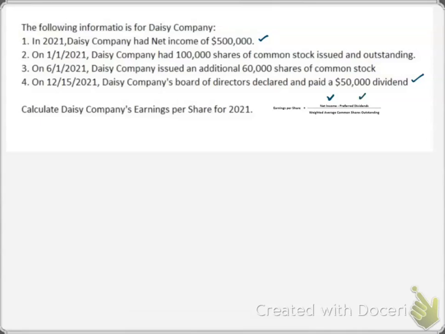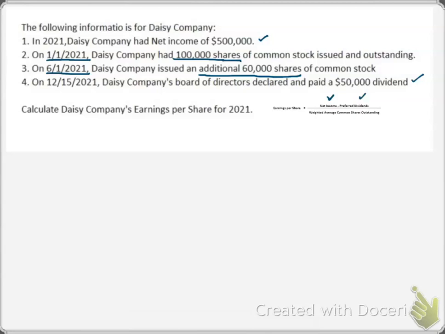Now let's take a look at the denominator. In the denominator, we need the number of common shares outstanding. So let's look at what they had. Step 2 says on January 1st, 2021, the company had 100,000 shares of common stock issued and outstanding. Then step 3 says on 6/1/2021, they issued an additional 60,000 shares of common stock.